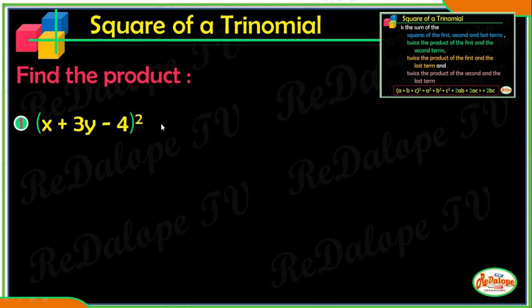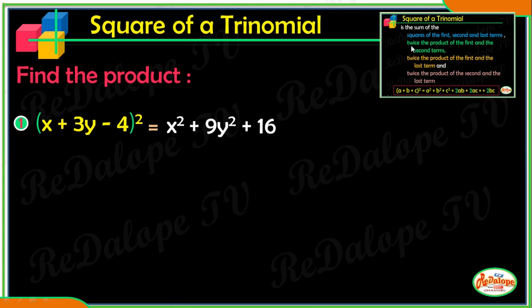Find the product of the square of x plus 3y minus 4. So the first thing that we are going to do is to square the first, the second, and the last term. So x times x is equal to x squared. 3y times 3y, so that is positive 9y squared. Negative 4 times negative 4, so that is positive 16.